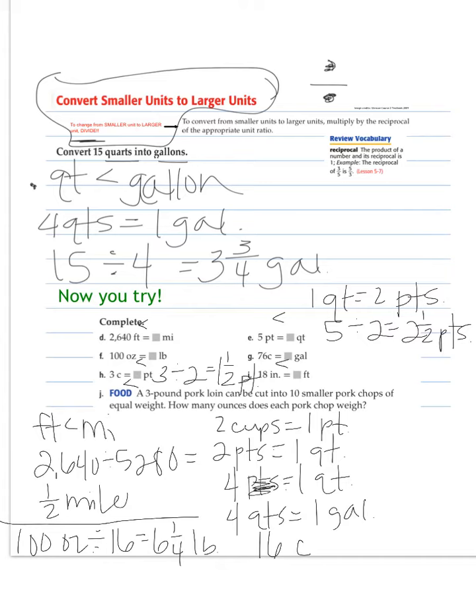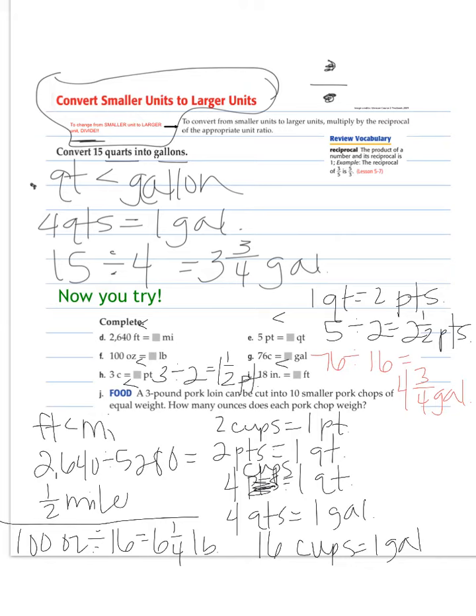Oops, sorry. This should be 4 cups in a quart. So if there's 4 cups in a quart and there's 4 quarts in a gallon, 4 times 4 is 16. So we have 16 cups in 1 gallon. And if I go back up here, 76 cups in a gallon, I'm going to take 76 and divide it by 16. And my answer is 4 3/4 gallon.